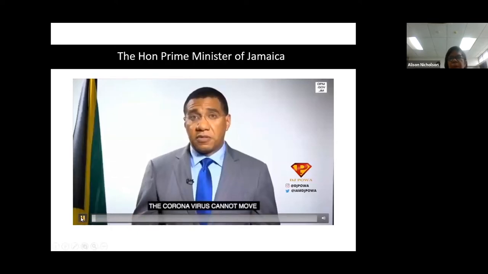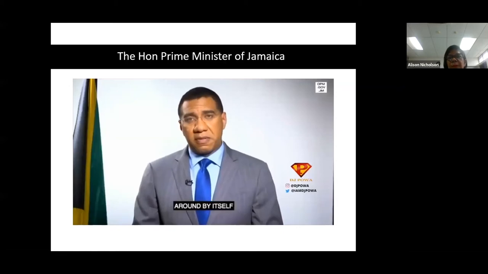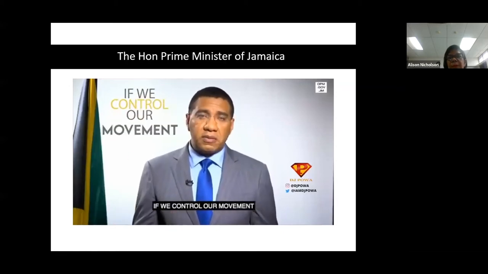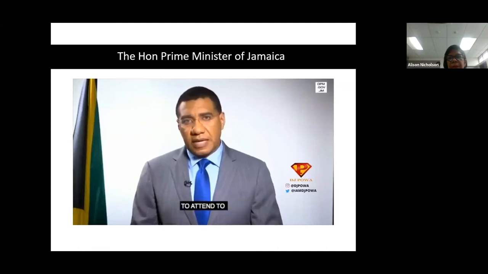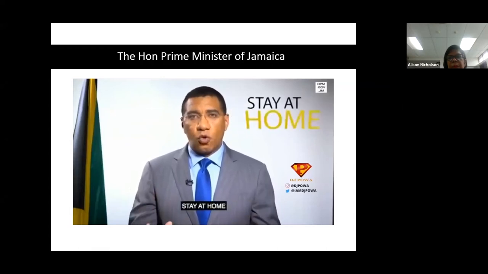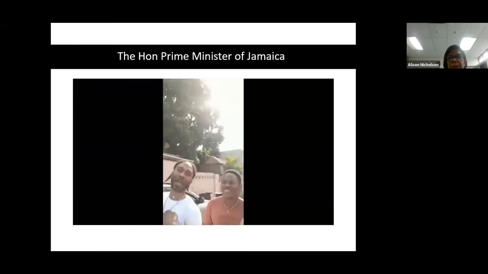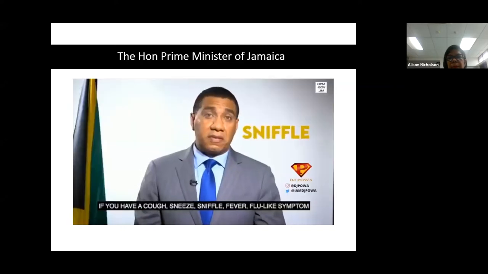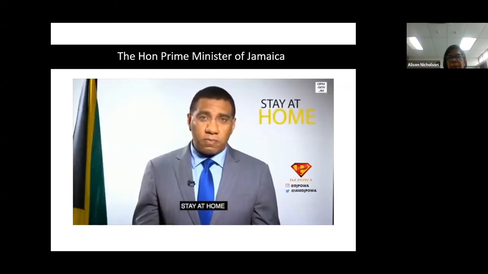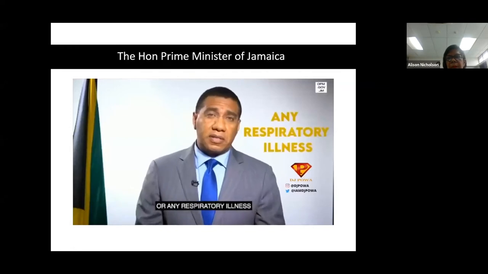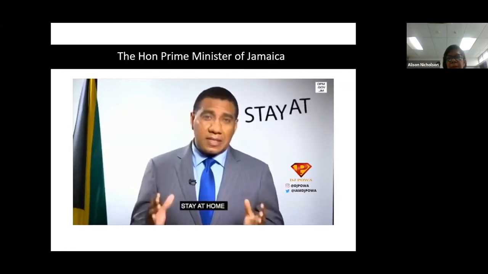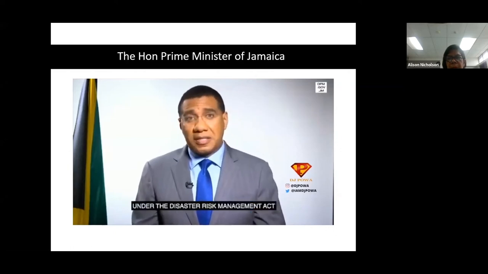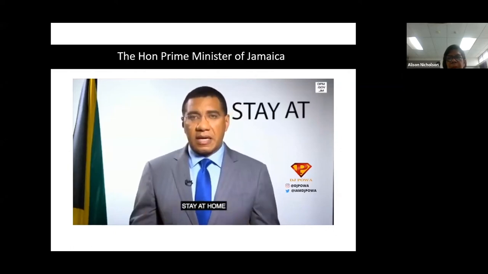The coronavirus cannot move around by itself. If we control our movement, we can control the spread. If you do not have urgent matters to attend to, stay at home. If you have a cough, sneeze, sniffle, fever, stay at home. If you have symptoms of any respiratory illness, stay at home. By order under the Disaster Risk Management Act, stay at home.